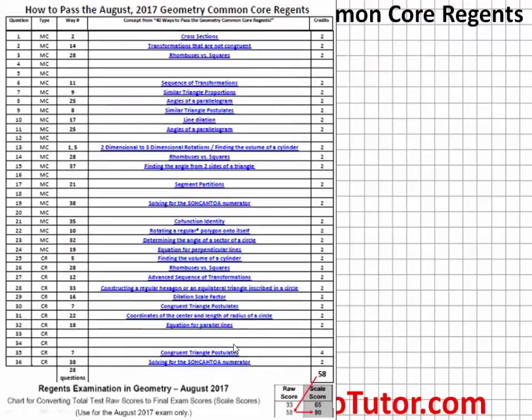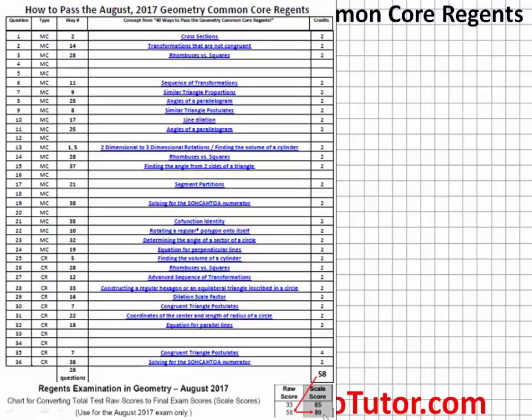All right, what I did was I went through that exam, and notice here that goes down to 36. There's 36 questions. The first 24 are multiple choice, the rest are short answer questions. I also wrote down which way number from the 40 ways corresponded to each question, the concept, and how many points you would have gotten if you answered it correctly. And out of the 36 questions, 28 of them were covered by the 40 ways to pass the Geometry Common Core Regents, to the point where you could have earned 58 points, which translates into an 80.